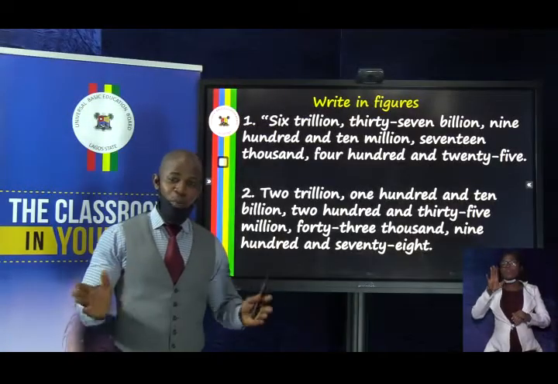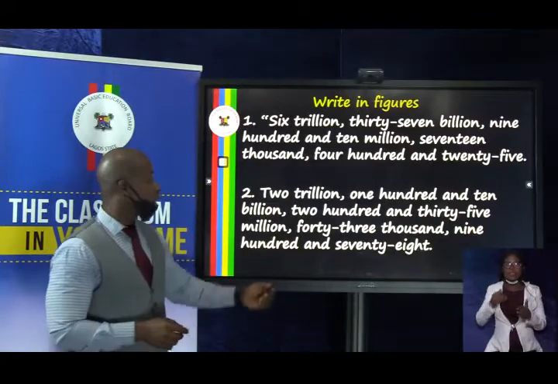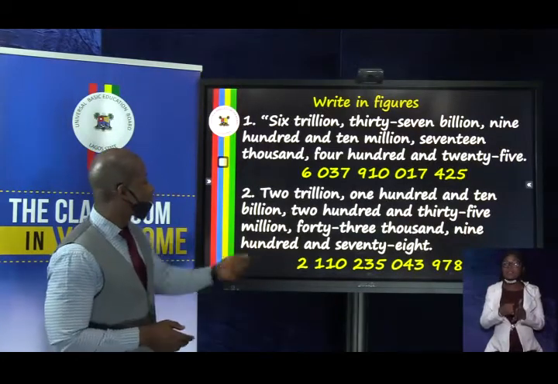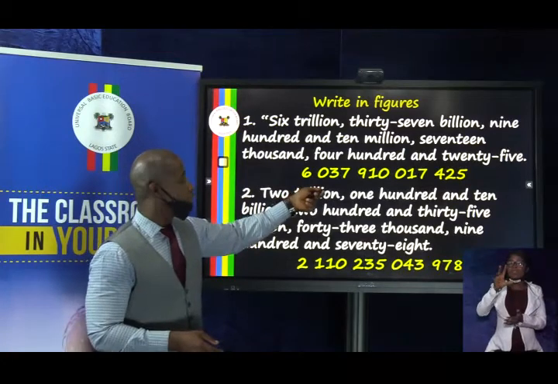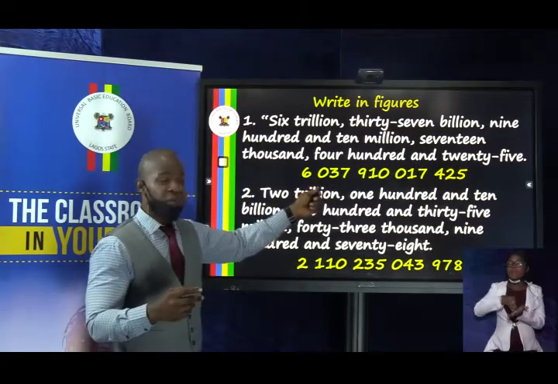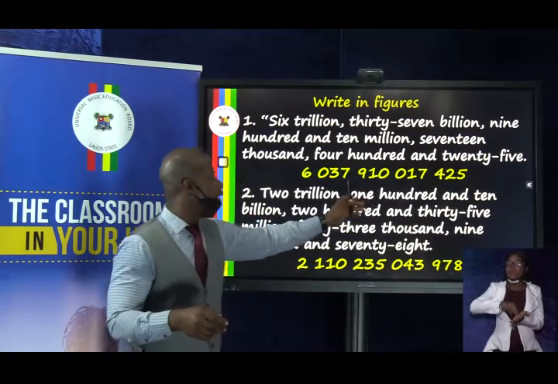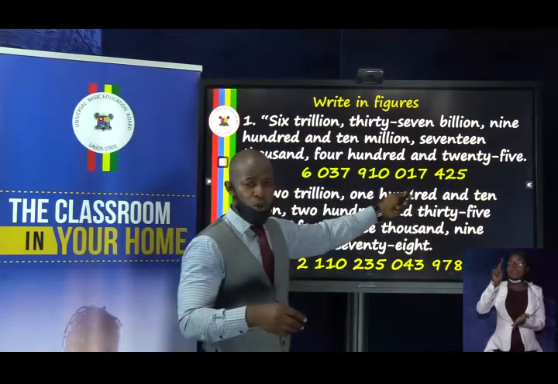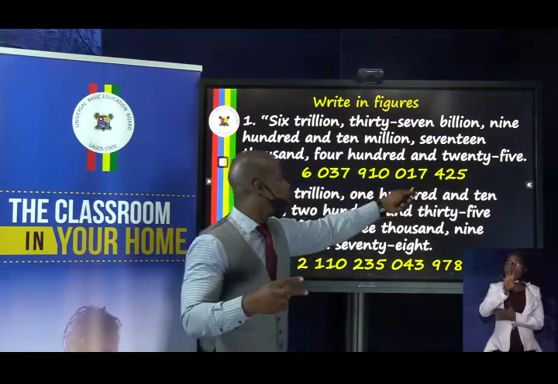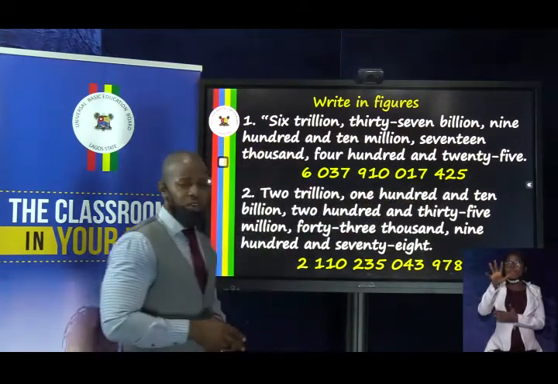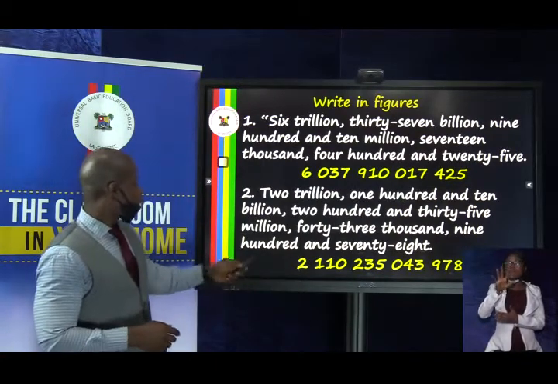Alrighty then, your 1 minute is up. Now, let's see what the answer is looking like. Yes, we have this 6 trillion, so you have 6.37 billion. 37 is 2 digits, so the first place we take 0. 910 million, that's 3 digits, no problem there. 17,000, 17 is just 2 digits, so the first digit in that place will be 0. And then you have 425. Is that what you got? Good job, you. Now, you have this one.